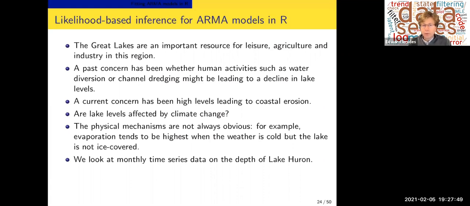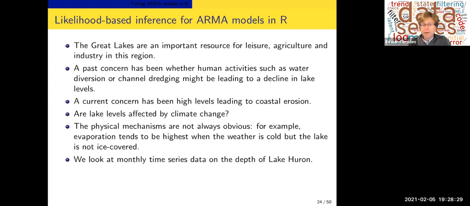Human activities such as water diversion or channel dredging could lead to a decline in lake levels. And alternatively, in recent years, there have been high levels that have led to coastal erosion. And you can wonder whether the lake levels are driven by climate change. Are we going to have additional problems in future of the lake level going up? Or possibly diverting water out could be leading to lake levels dropping, which could be another problem. In principle, global climate change could lead to lake levels dropping too.